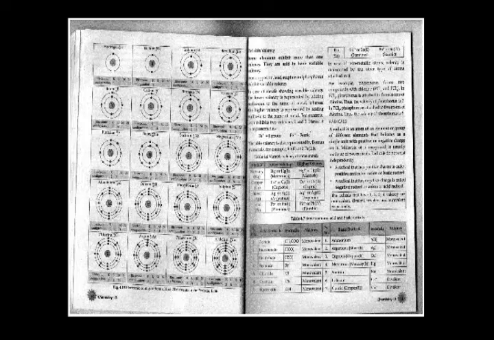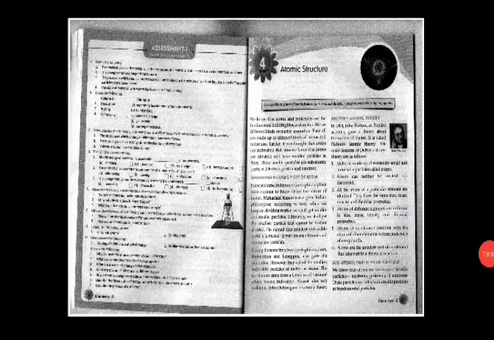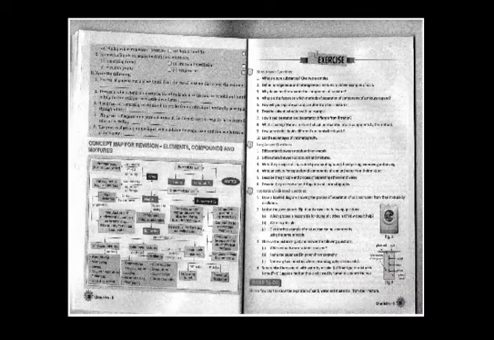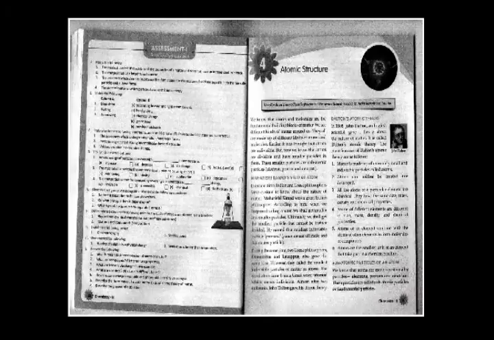And write the postulates of Dalton's atomic theory. Page number 41. You can write the points which are given under Dalton's atomic theory. All of them are important, so you need to write all of them. Is it clear? This is Dalton's atomic theory. There are 6 points. Is it clear?